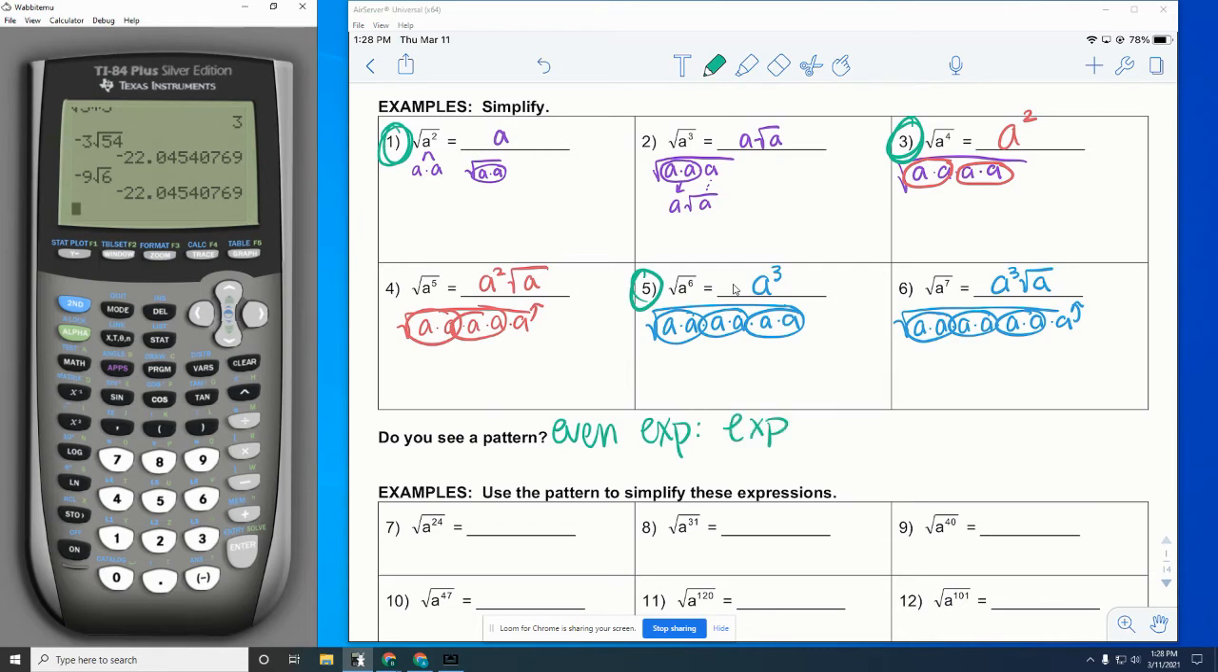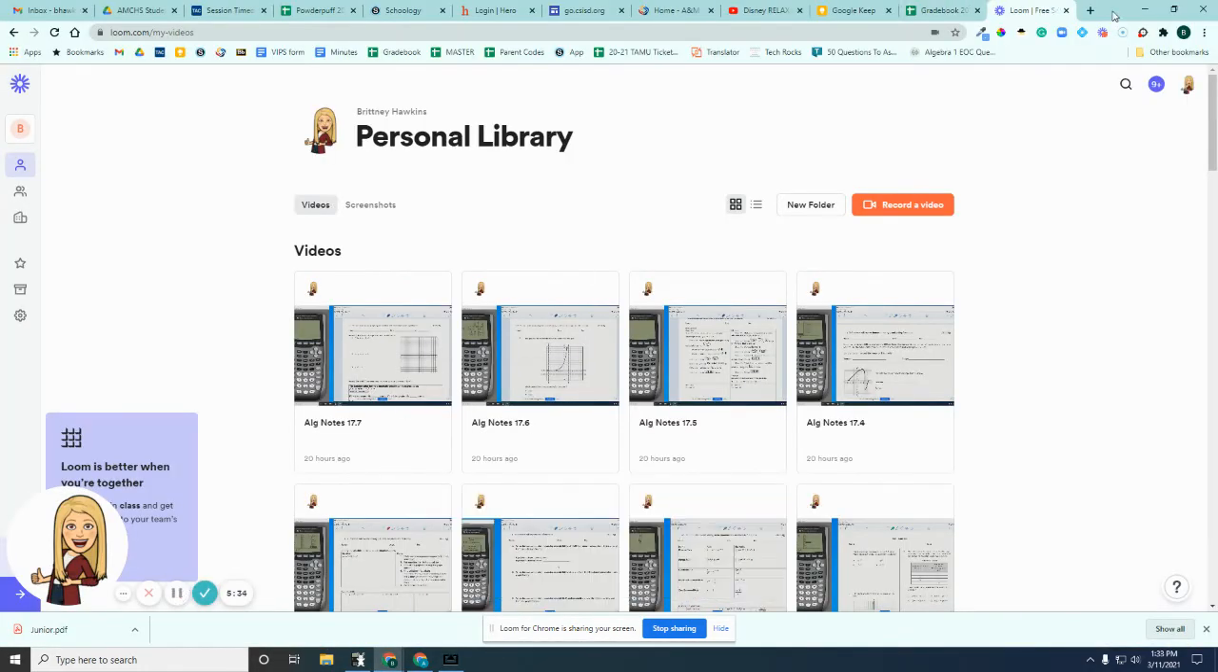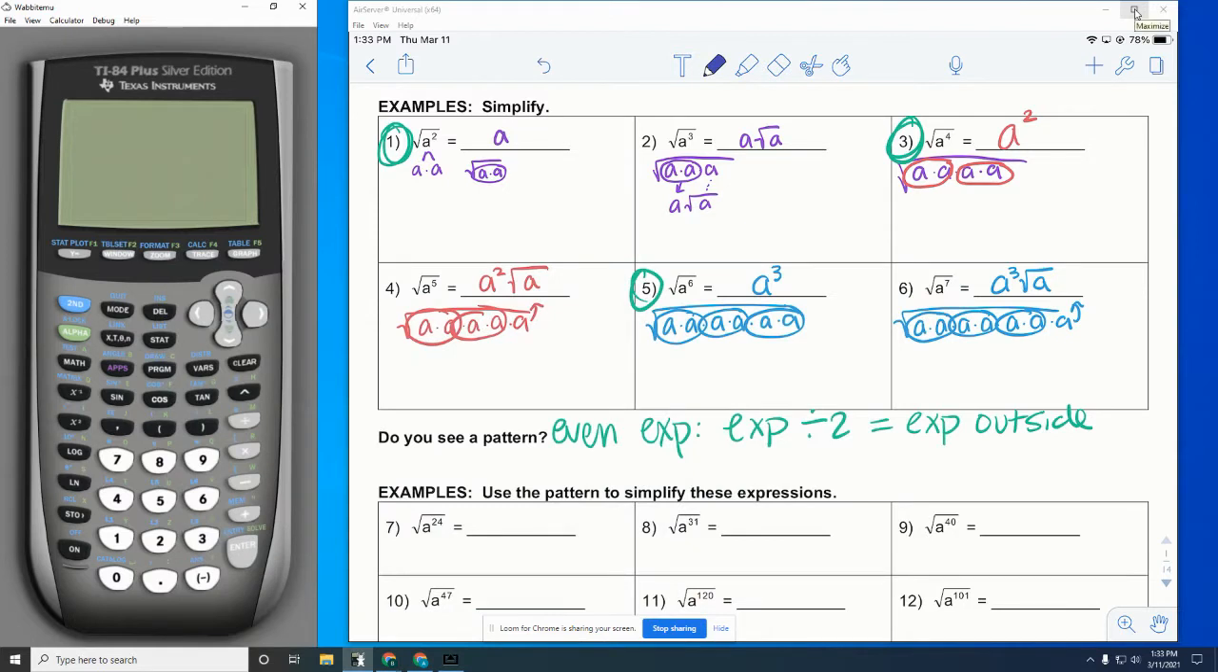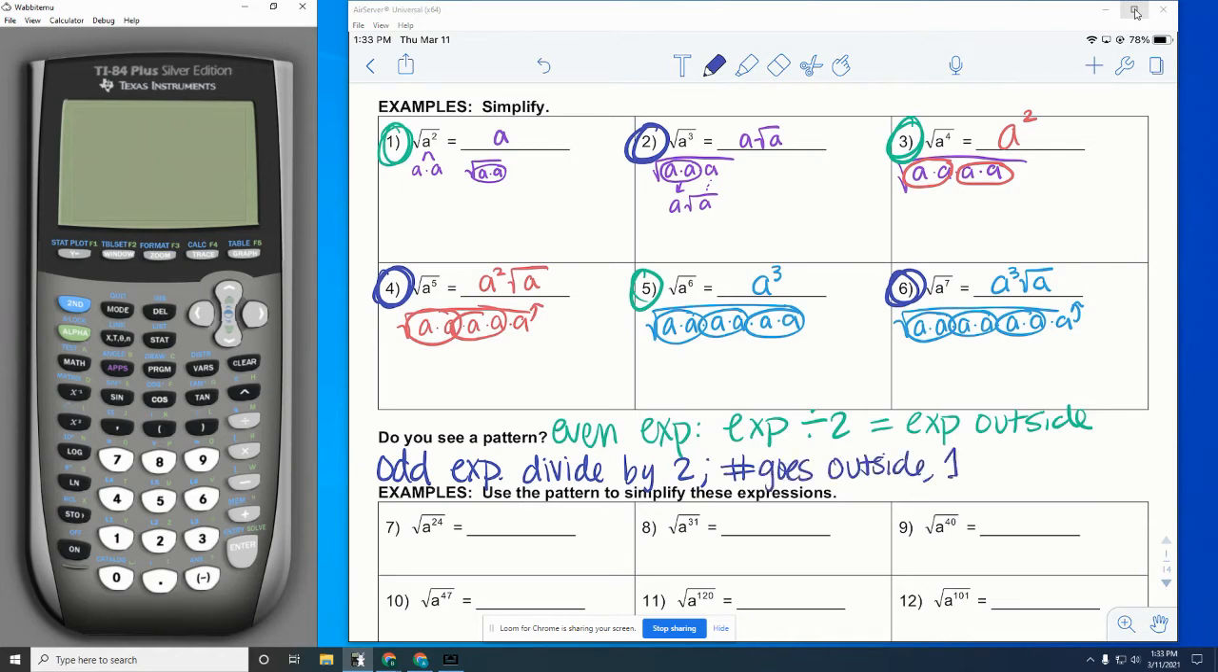We took the exponent and divided by 2. And then from there, whatever number we got, that equaled our exponents on the outside. So then for our odd exponents, those are happening here, here, and here. We still divide by 2, and then the number goes outside. And we'll always have 1 left on the inside.